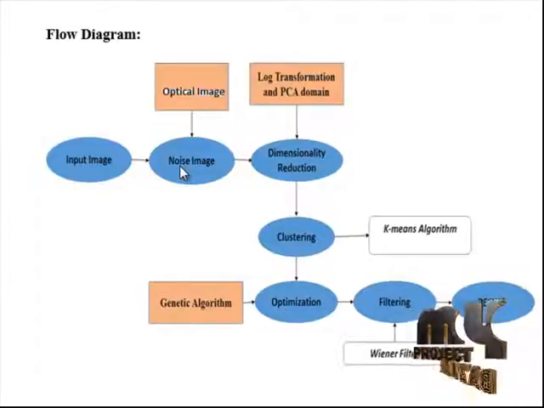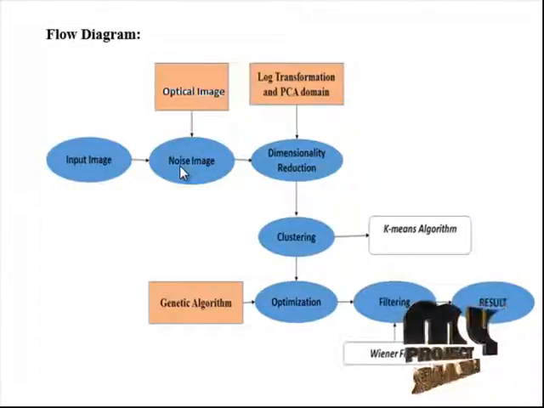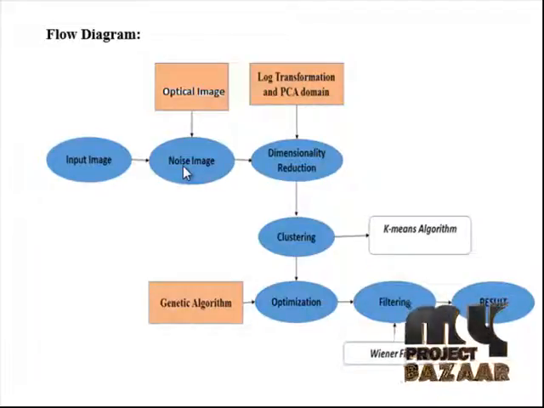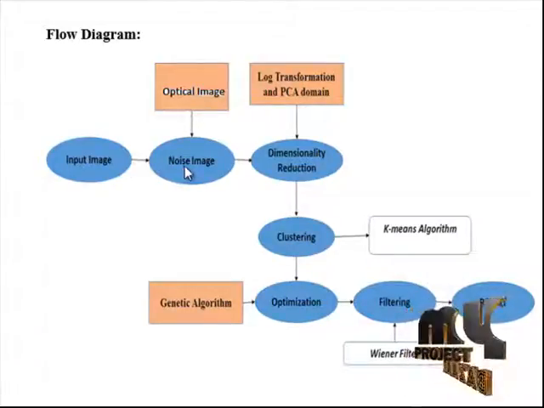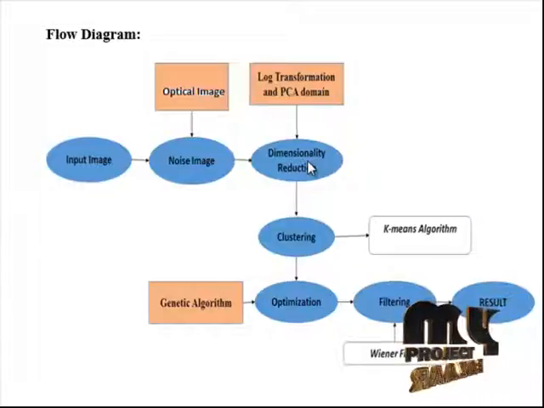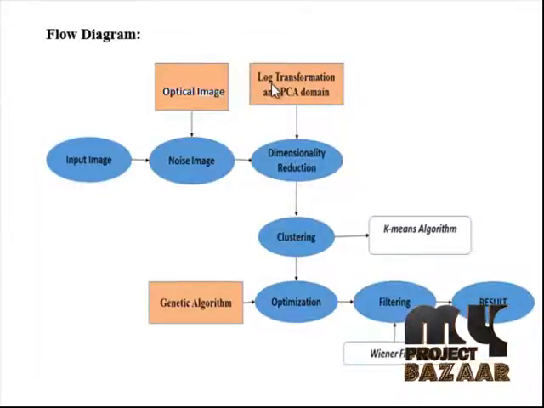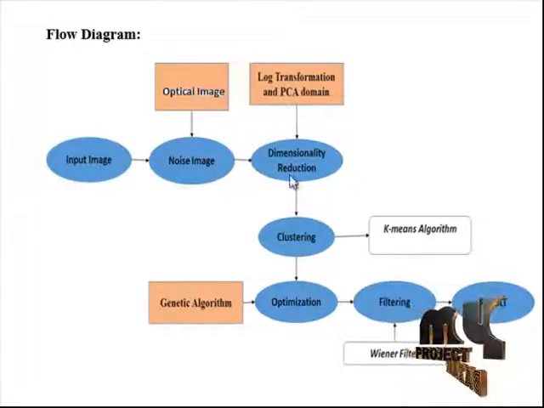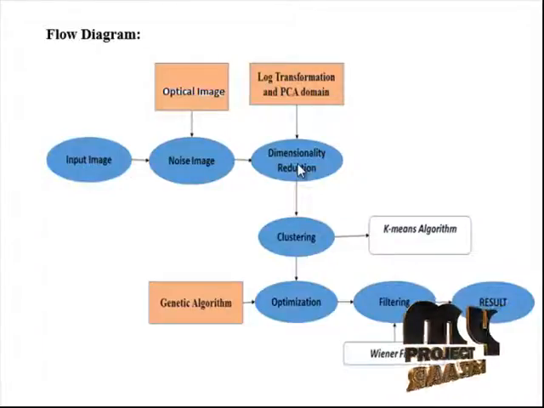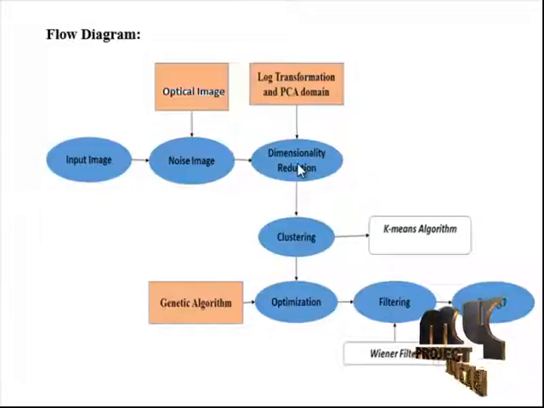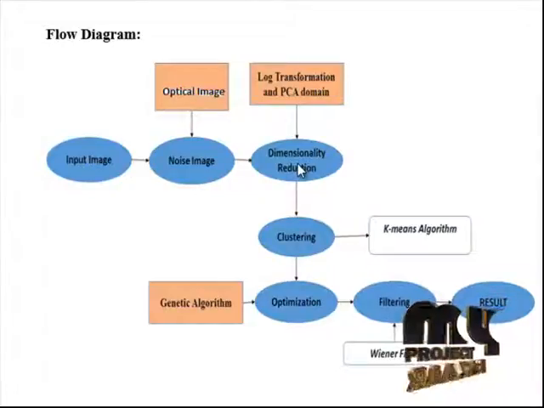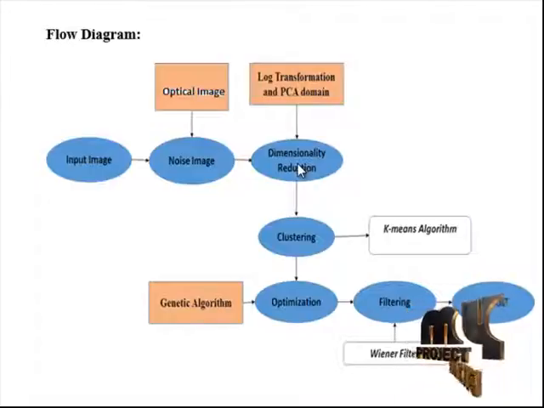An optical image is the apparent reproduction of the object formed by a lens or mirror system from reflected or diffracted light waves. Next, in the dimensional reduction stage, we used log transformation and PCA domain. Some variables are not normally distributed and therefore do not meet the assumption of parametric statistical tests. Many variables in biology have log normal distribution, meaning that after log transformation, values are normally distributed.